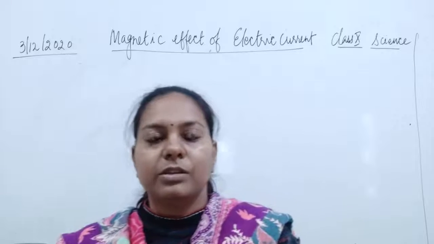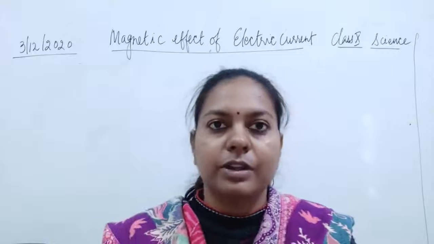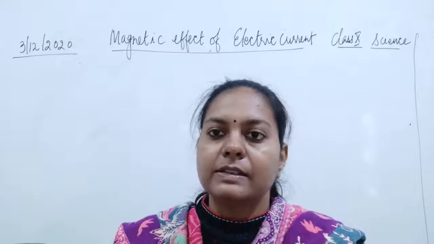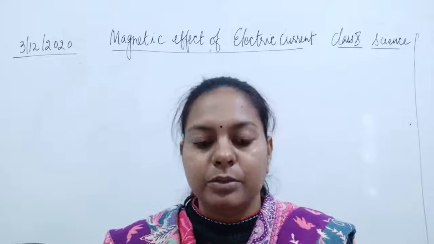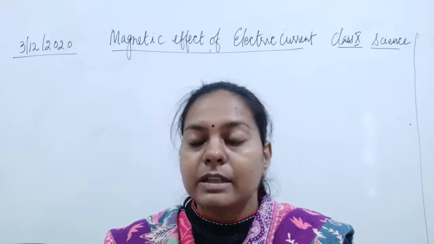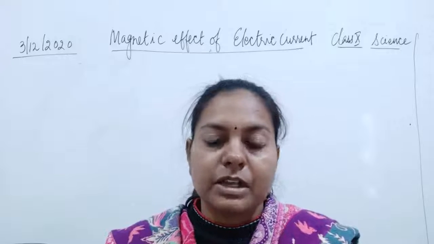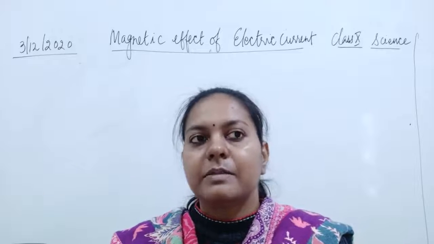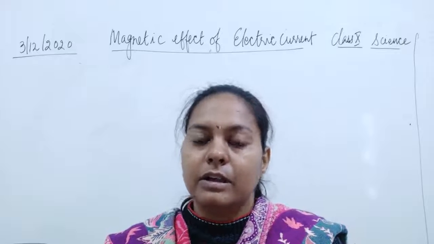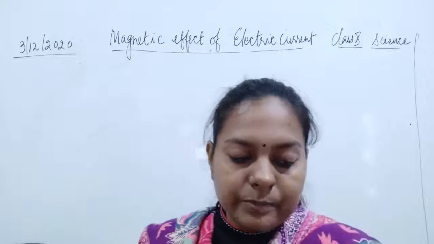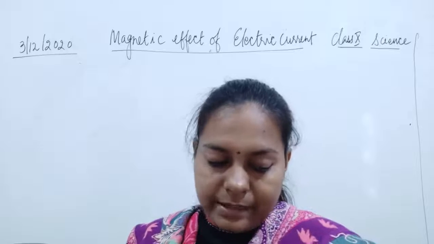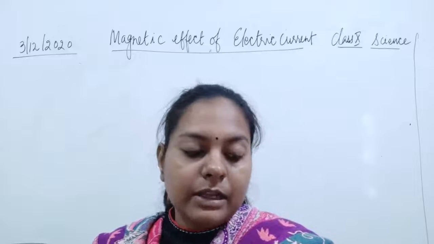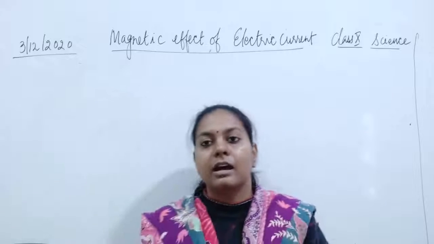Before starting today's video, I would like to tell you what we have discussed till now in this chapter. Children, we have discussed the word magnet. It is a substance which has the property of attraction, and it attracts substances like iron, nickel, and cobalt. These are substances which can be attracted, and that is why they are said to be magnetic substances.